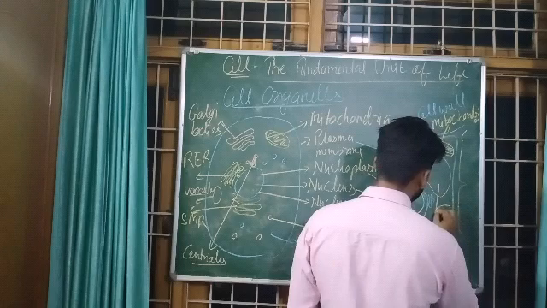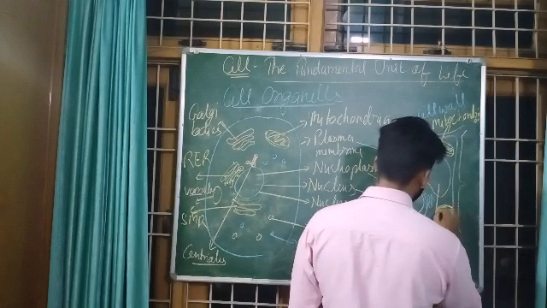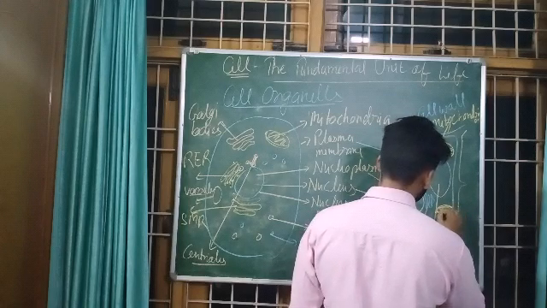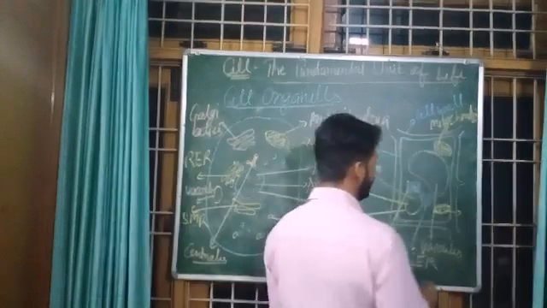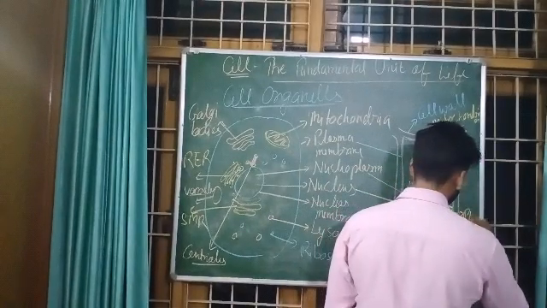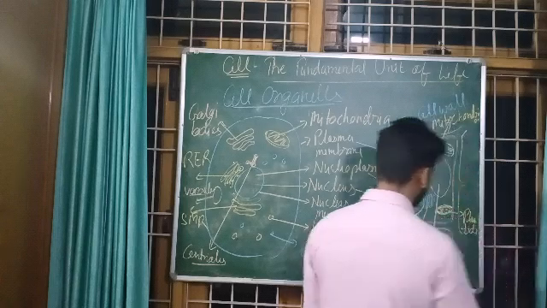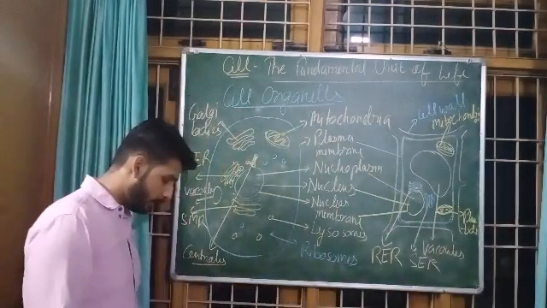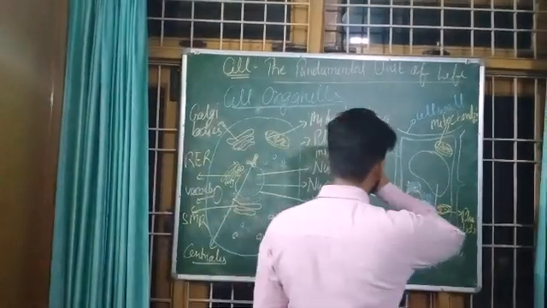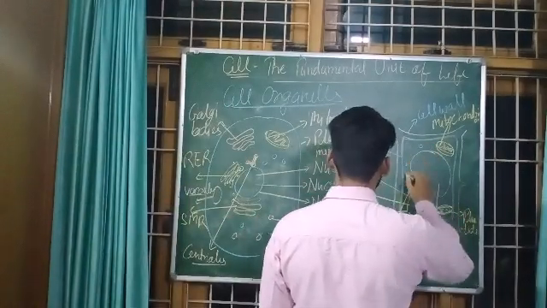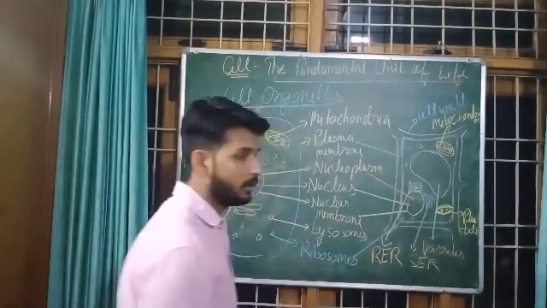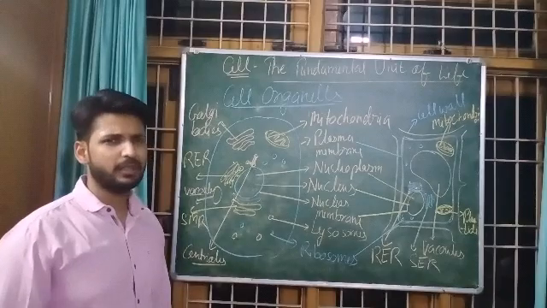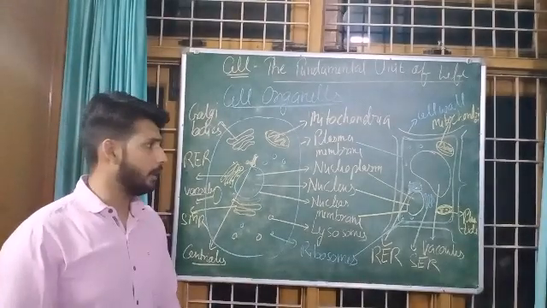What are they called? Plastids. These are only found in plant cells. Some ribosomes are also present. The function of ribosome is protein synthesis. We will study in detail.